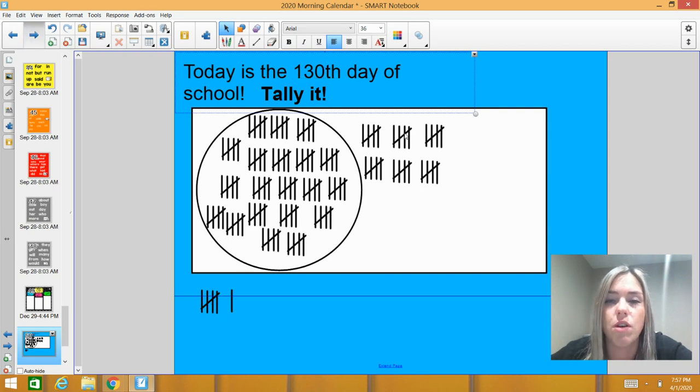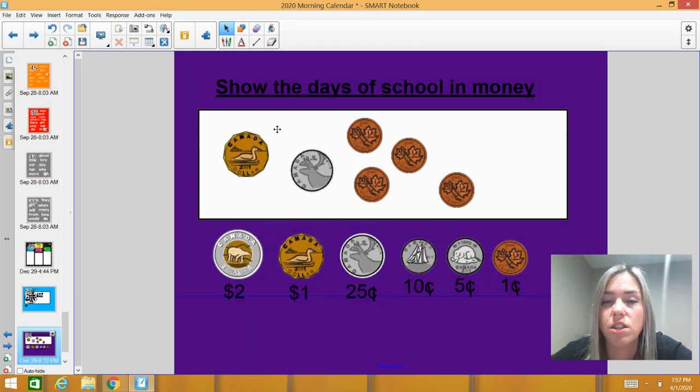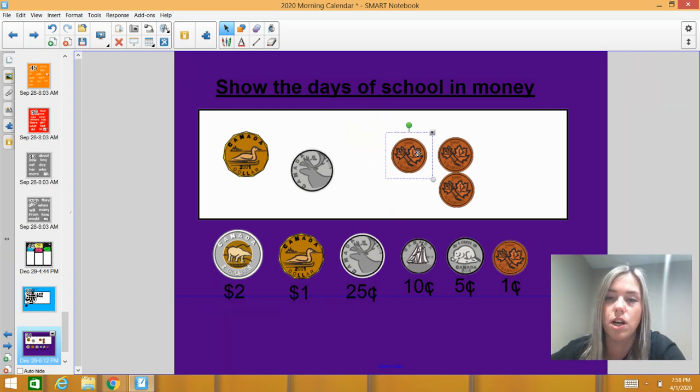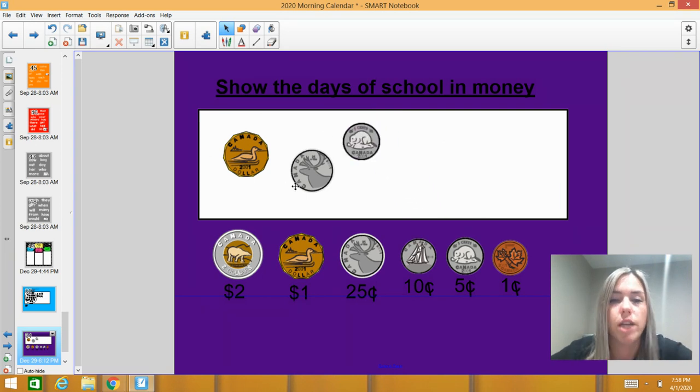Okay, let's move on to our money. If it's on a switch day, we switch everything. We're gonna add a penny, which means 1, 2, 3, 4, 5. What do you switch it out for, Peyton? Yep, you're right. You switch it out for a nickel. 5 pennies equals a nickel.